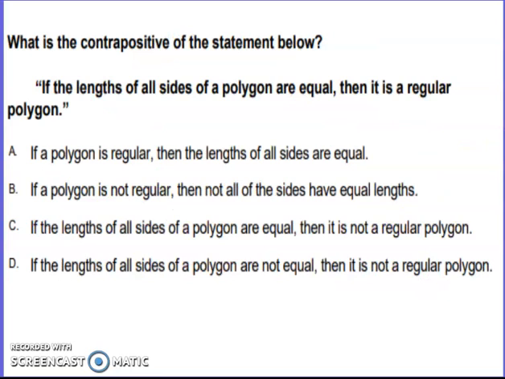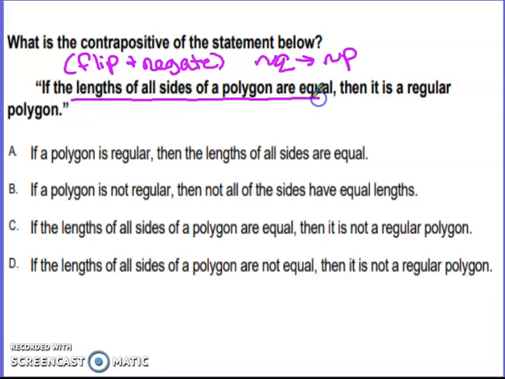Our third question asks, what is the contrapositive of the statement below? Now, keep in mind, for the contrapositive, you flip and you negate it. So it's going to become negative Q, arrow, negative P. So now looking at our original sentence, the lengths of all the sides of a polygon are equal. That is my P. Being a regular polygon is my Q. So again, label everything. The most important thing is to label because it's going to make life a lot easier to pick from your choices.